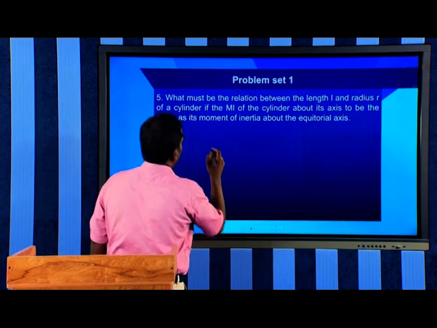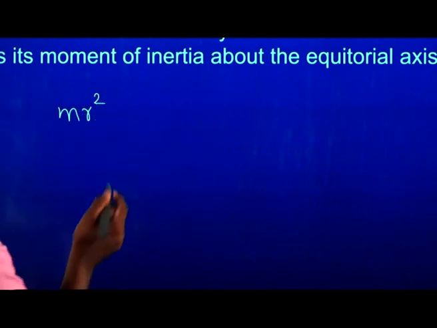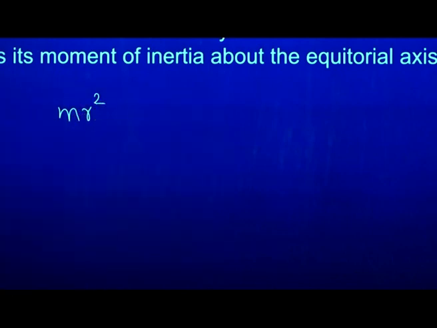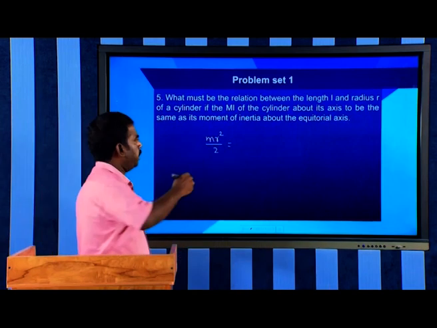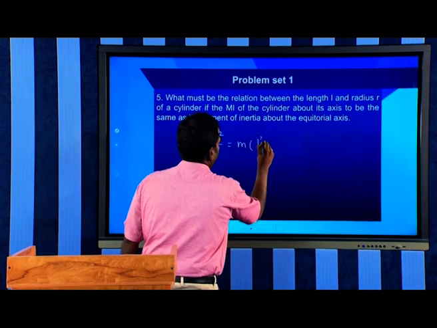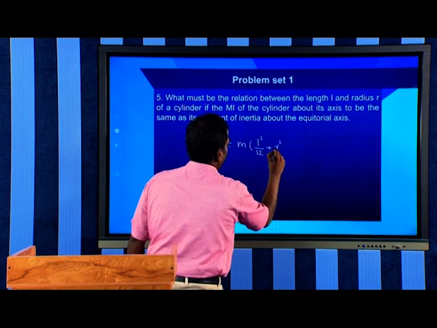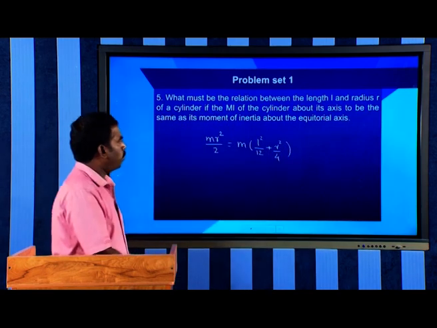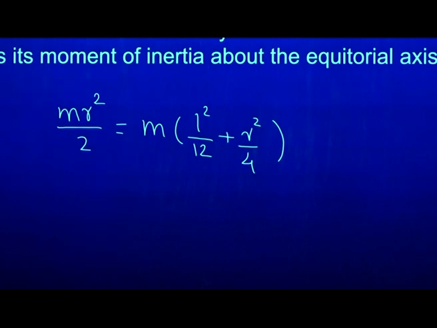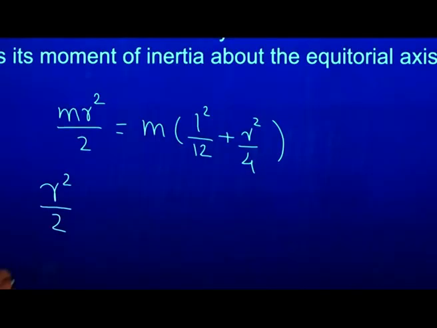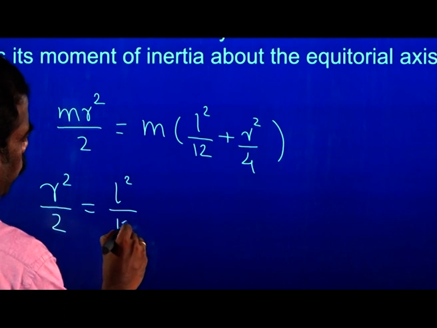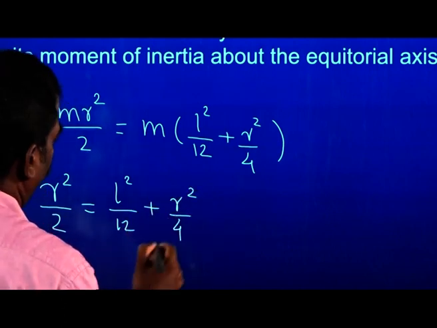It is m r square by 2, because r is the radius of the cylinder. It must be equal to the moment of inertia of the cylinder about its equatorial axis, which is nothing but the axis passing through its geometrical center and perpendicular to its length, which is equal to m into L square by 12 plus r square by 4. Just cancel m, so that you will get r square by 2 equal to L square by 12 plus r square by 4.